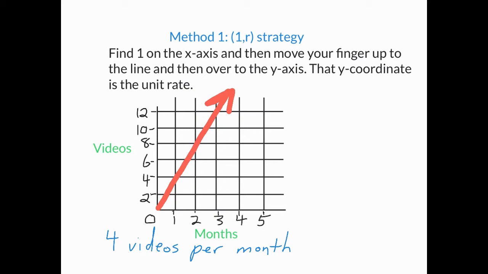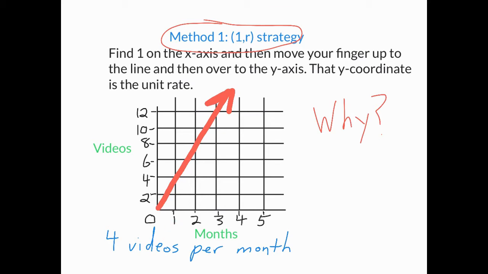All right, now let's talk about why this strategy works. Why is it that when we find 1 on the x-axis and then go up to the line and then over to the y-axis, that this number represents the unit rate? And it's actually not too hard to understand why if you just remember what a unit rate is. A unit rate, as we saw in the last slide, is a ratio between two quantities, with one of the quantities having a value of 1.